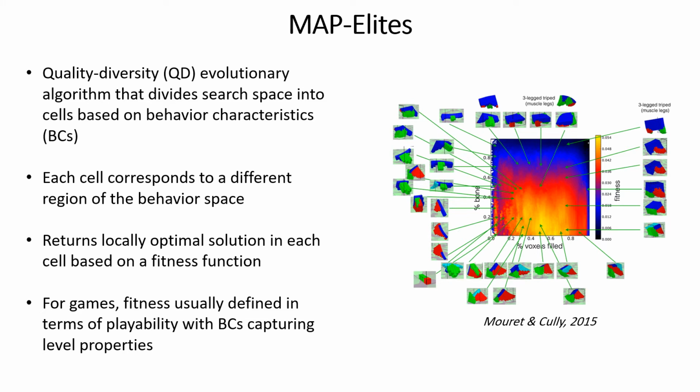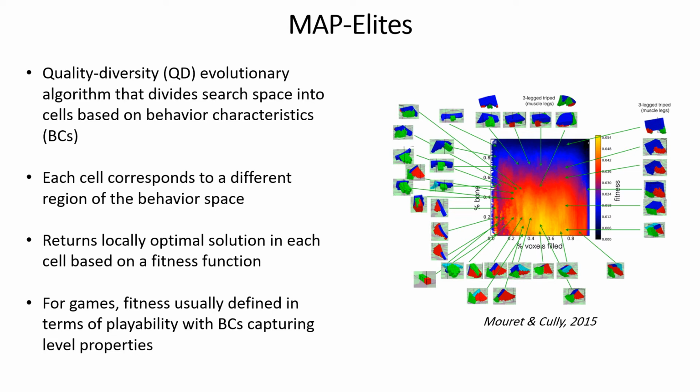MAP-Elites is a quality diversity, or QD, algorithm. QD algorithms are evolutionary algorithms that search for a set of both diverse and high quality solutions in a single run. And they do this by defining subspaces within the evolutionary search space that correspond to different behaviors, and then return the solution that optimizes a fitness function within each subspace. In MAP-Elites, these subspaces are referred to as cells and are defined based on a specified set of attributes referred to as behavior characteristics, or BCs. And so for each of these cells, at the end of the run, MAP-Elites returns the optimal solution within it, with optimality determined by a predefined fitness function.